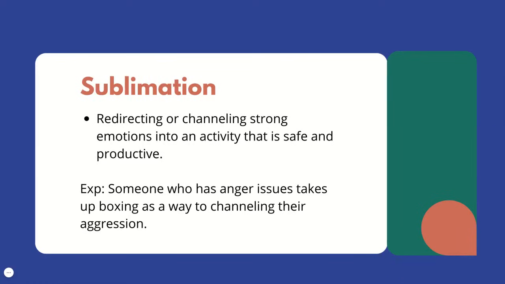Sublimation. Redirecting or channeling strong emotions into an activity that is safe and productive. So sublimation is actually a very positive defense mechanism. We have these strong emotions that might manifest in negative ways, but we're turning them into a safe, productive, and positive opposite. The most common example here: someone who has anger issues takes up boxing as a way to channel their aggression. Someone who has anxiety channels that into yoga, channels that into mindfulness. So taking those negative emotions and putting them into a safe, productive, and healthy activity.